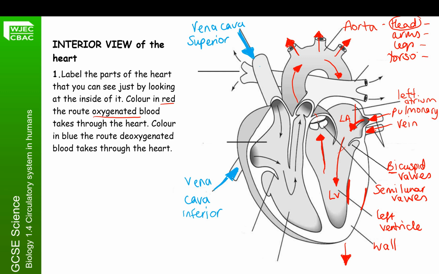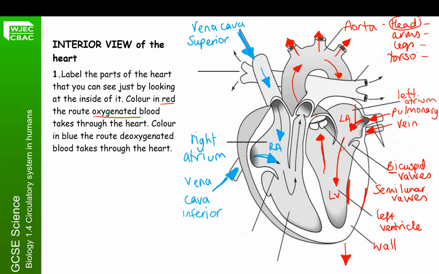So the vena cava now bring in blood that contains very little oxygen into this chamber. And remember, we said the top chamber is called the atrium. So this is now the right atrium. That's why I've put RA there, and we're going to label that up here, right atrium.